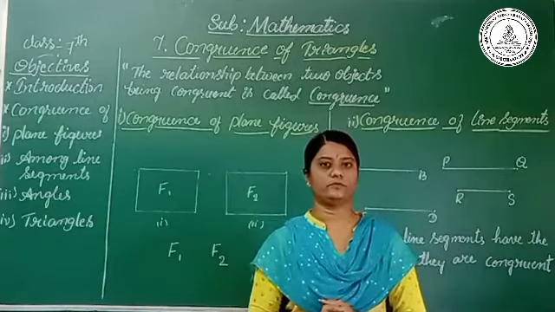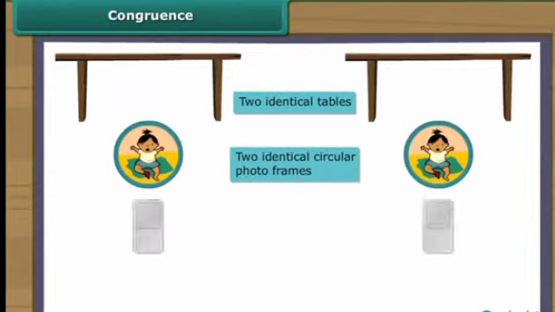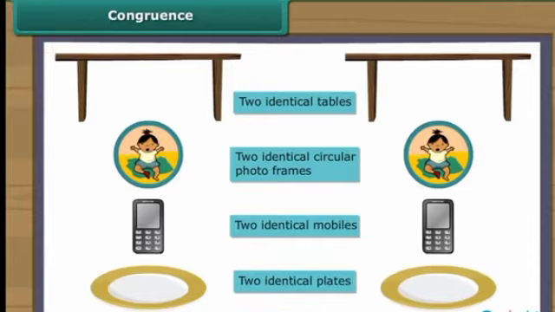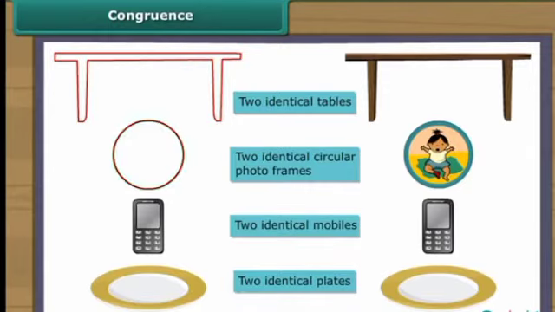Let's see the video. Congruence. Look at these objects. What strikes you about them? Yes, you are right. They are identical. Let us look at some more identical objects. We will now perform an activity with these objects. First, we draw their outlines and then remove the objects.